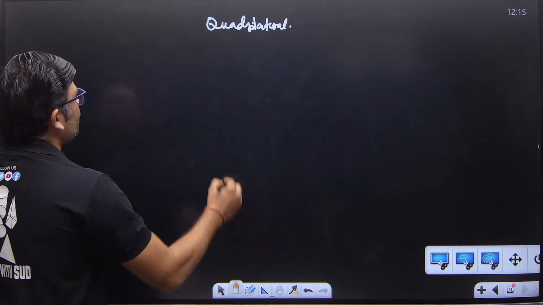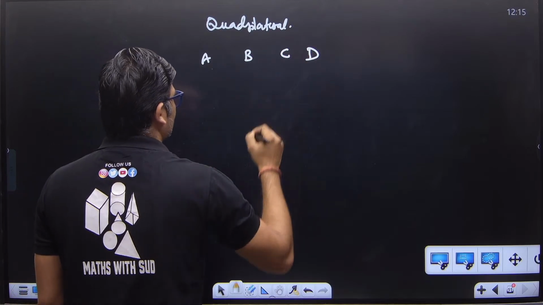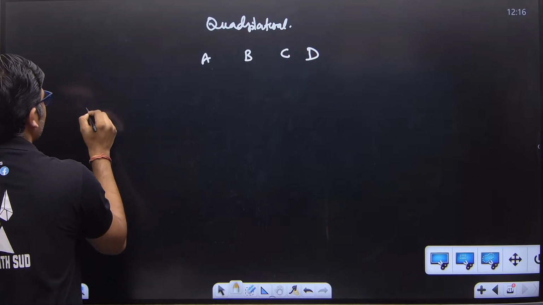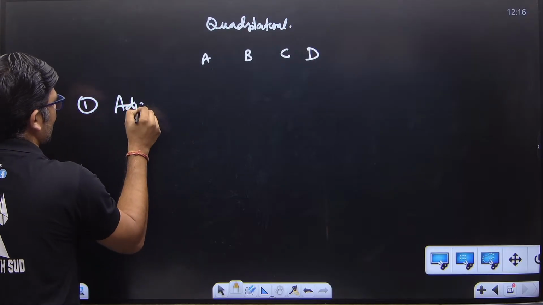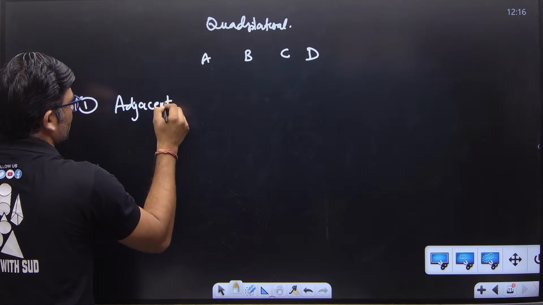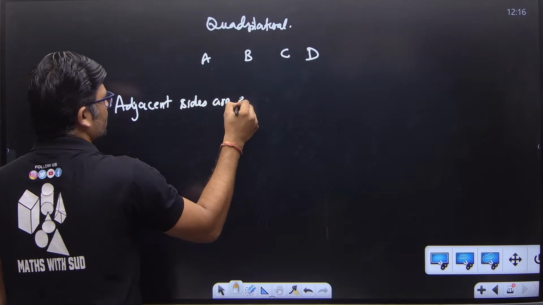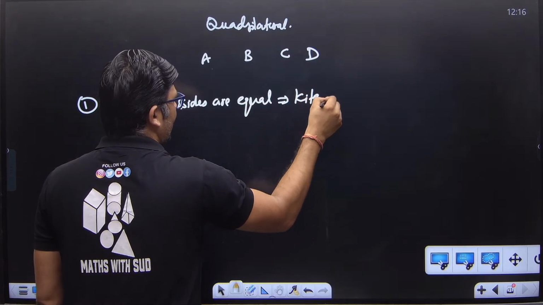So let us take 4 points as A, B, C and D. Let us suppose that, so I am writing the condition. The first condition is adjacent sides are equal. So if that is the case, the quadrilateral is a kite.